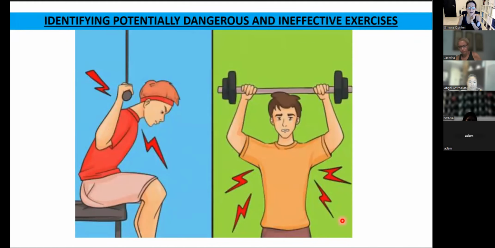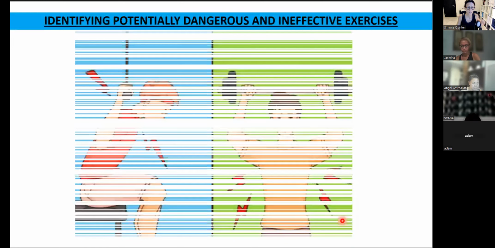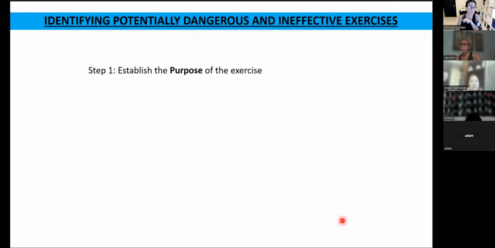So let's go to the potential dangerous exercises, or when they are ineffective. And what I'm going to show you is also in your book, but it's only black and white there; it's exactly the same as what I'm showing you now. The first one: in order to make sure that the exercise is safe, what is the purpose of the exercise? Very important. Can you choose an exercise which is maybe more effective, less dangerous? So you really need to consider what is the purpose of the exercise.